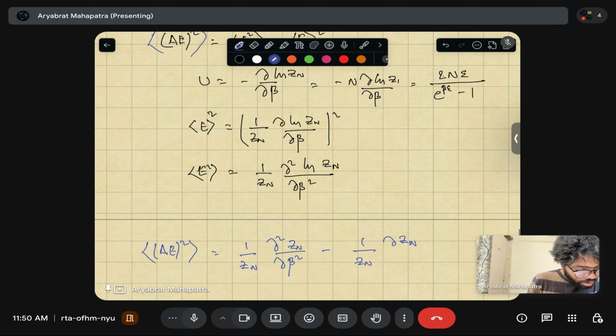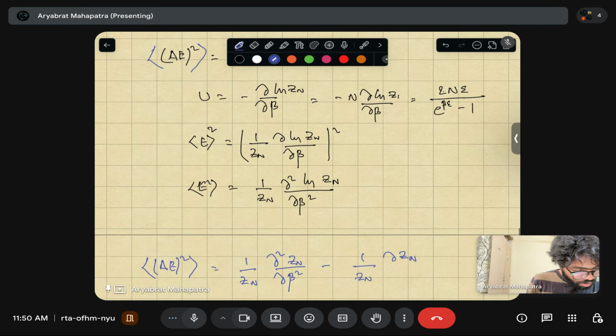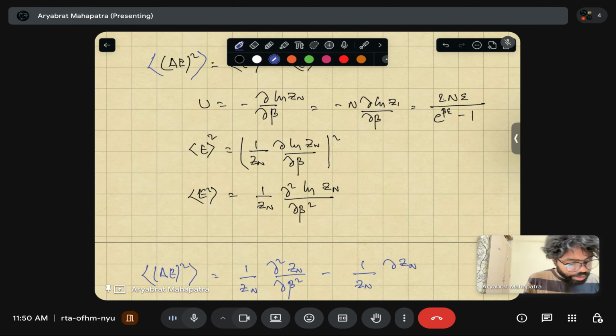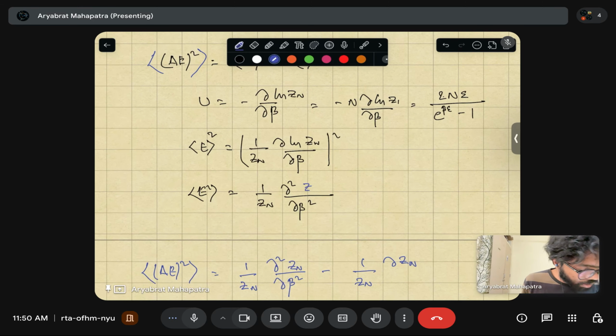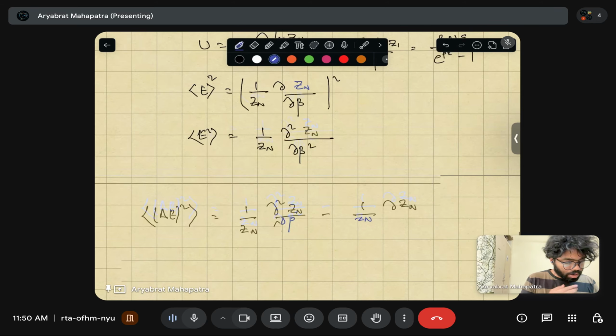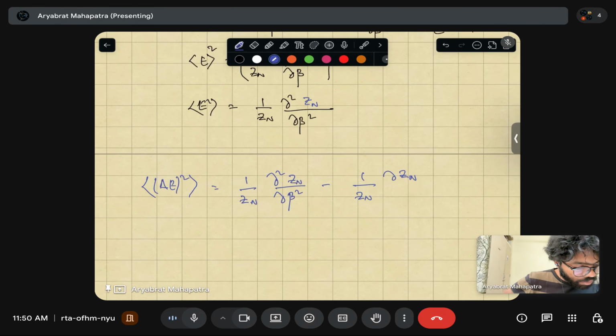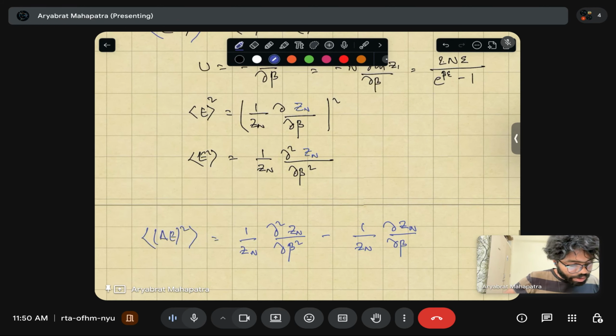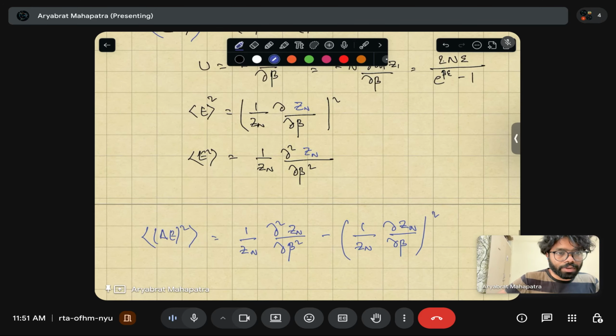Oh no, I have done a mistake again here. There will not be log here because I have already written down Zn at the bottom. So this will be just simply Zn. So sorry for that. Okay. Yeah, now it is fine. Then with respect to del beta, so this is what we have according to the definition of fluctuation.